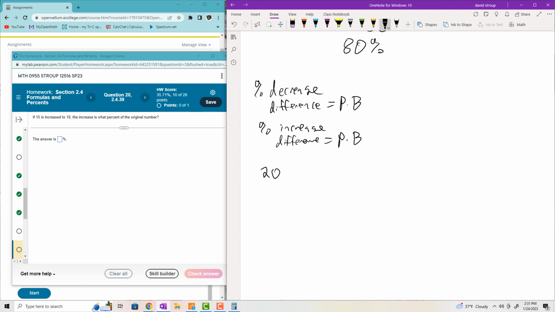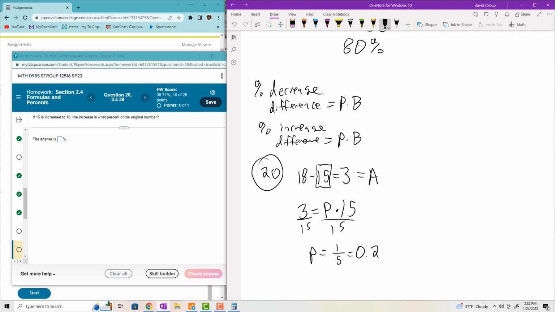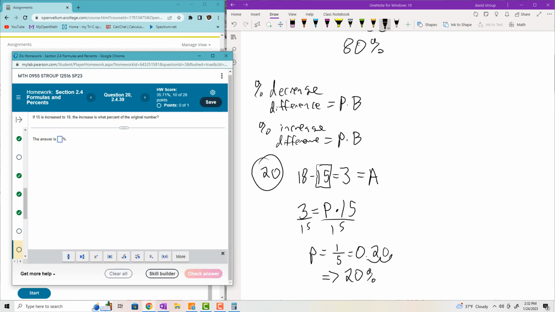In problem 20, we have if 15 is increased to 18, this increase is what percent of the original number? To get the increase, you're taking 18 and subtracting away 15. That's 3, so that's what you use on the left side for your A value. So 3 is equal to what percent, so I don't know the P value, of the original number. The original number is the starting number. We started with 15 and increased it to 18, so it'll be 15. Then we divide both sides by 15. 3 over 15 is the same as 1 over 5, so it'll be 0.2. Converting by moving the decimal 2 places over, we'll have 20%.